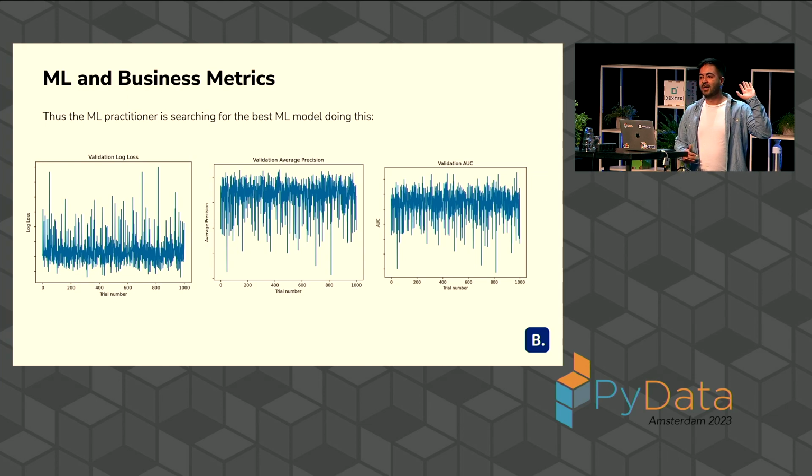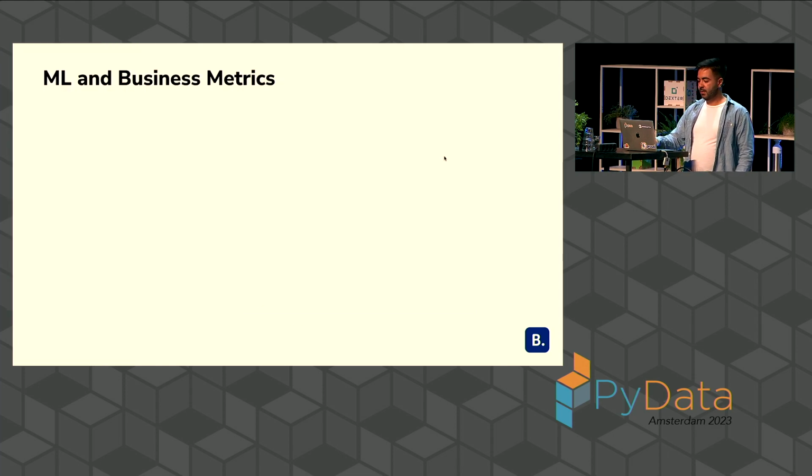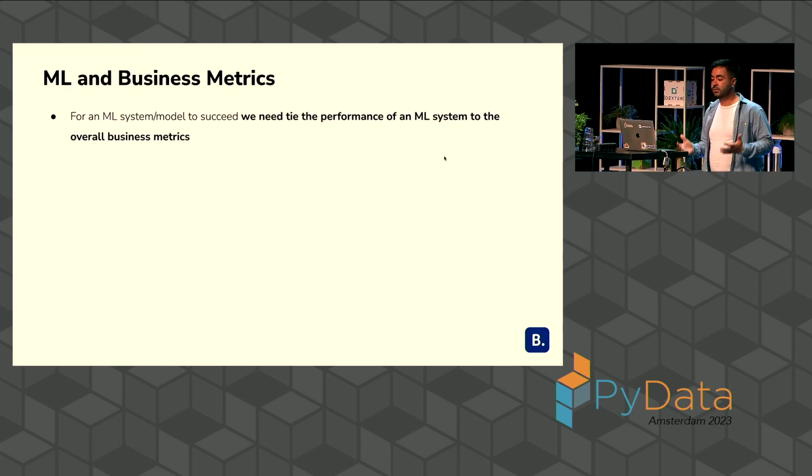And this is our role as an ML practitioner. We go over all these plots in hyperparameter tuning, trying to find the best models, all using metrics like log loss, average precision, AUC, right? And what our stakeholders want us to do is go over the business metric and find the best model among all these possible models based on the business metrics. How can we close this gap, right? This is what I want to talk about in this talk. For an ML model and system to succeed, we need to tie the performance of the ML system to the overall business metric.